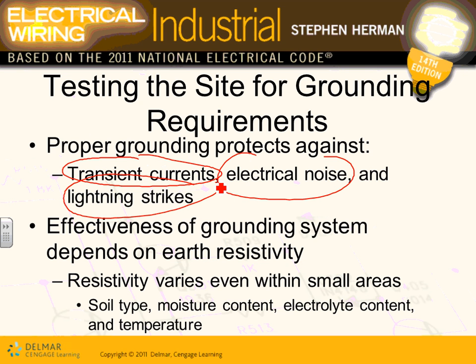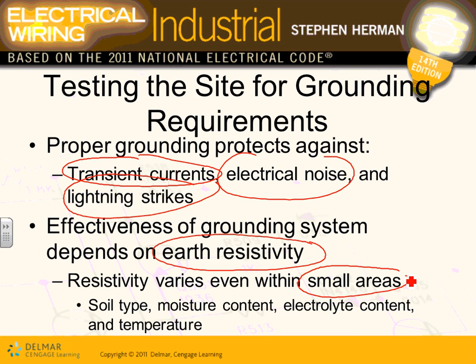Okay, the effectiveness of the grounding system depends on the earth resistivity. So we have a big hole in the ground on the site. Let's go test that one. Why do we care? Because if the resistivity is very high, like sand, the grounding system is awful. If your grounding system is awful, is bad, then it's an unsafe system. So it's not safe enough. Okay, resistivity varies even within small areas.